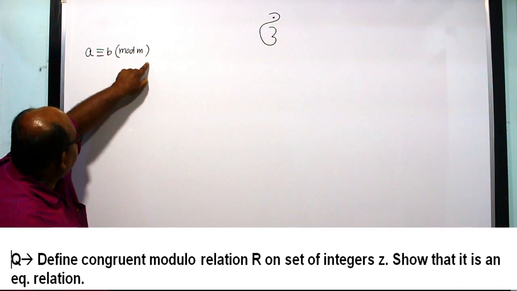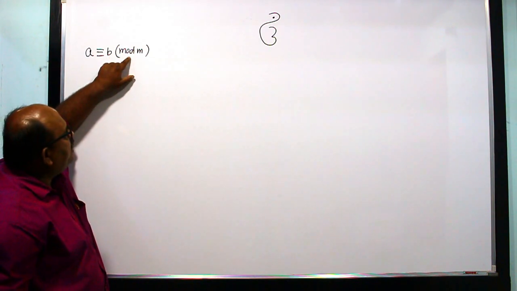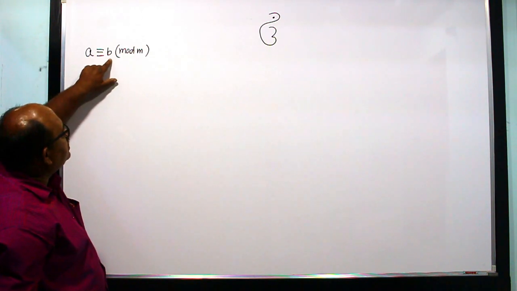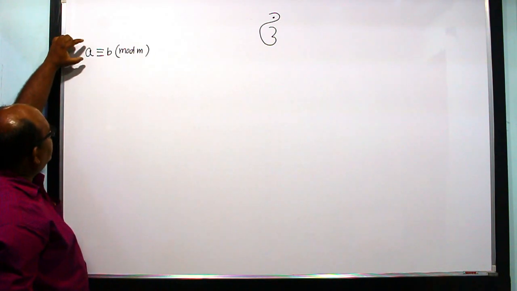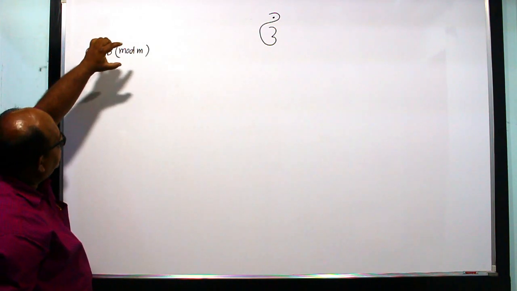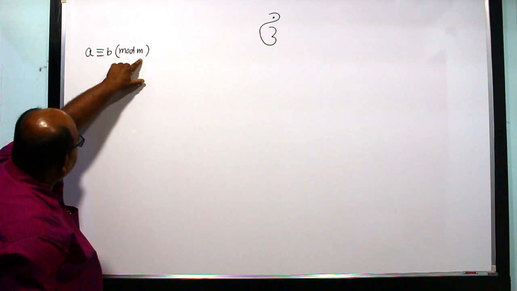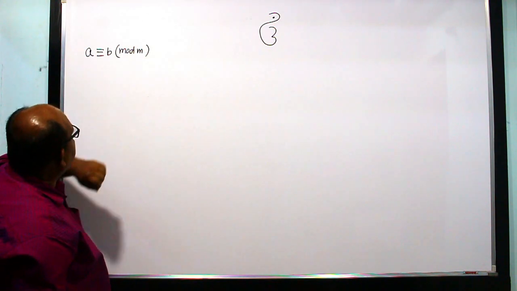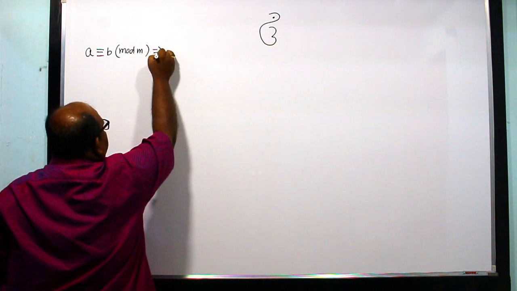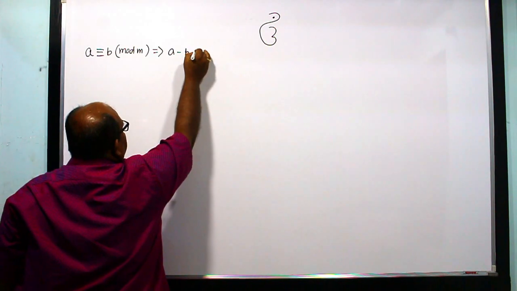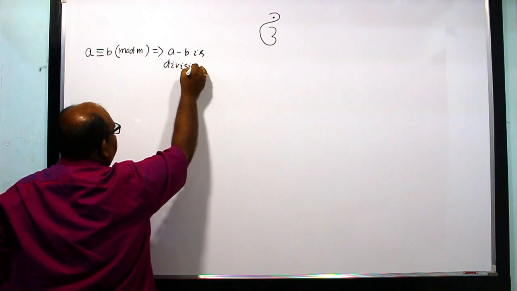How is it read? A is congruent to B modulo M. A congruent to B mod M. Okay, in shortcut, A congruent B mod M. What is its meaning? Its meaning is A minus B is divisible by M.